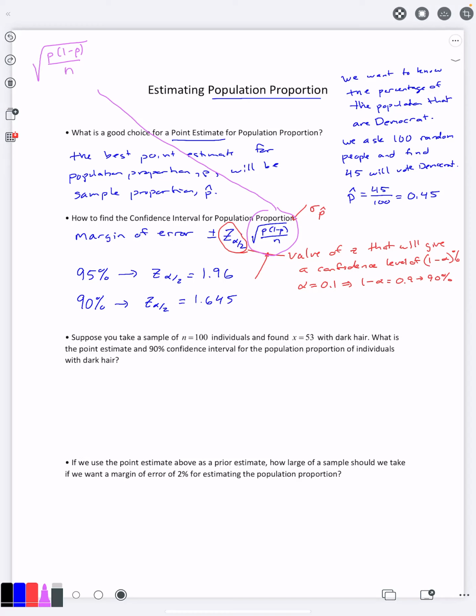Because if you look at it, it says the square root of P times 1 minus P over N. But P by itself, that is the population proportion. And the whole point of this section is we are trying to estimate what P is, what the population proportion is. So it is literally impossible for you to tell me the value of that because we don't know what P is. We're trying to guess what P is.